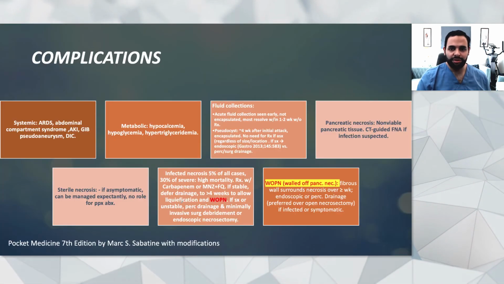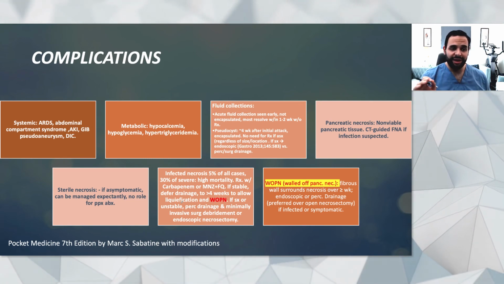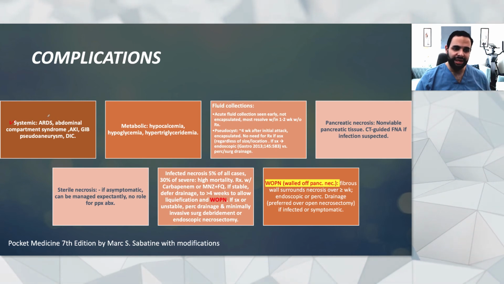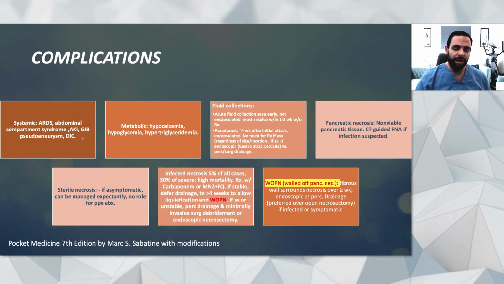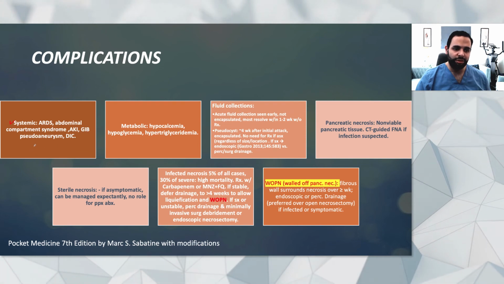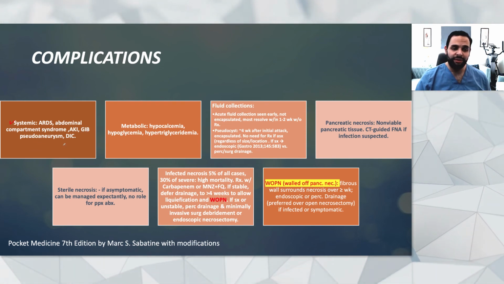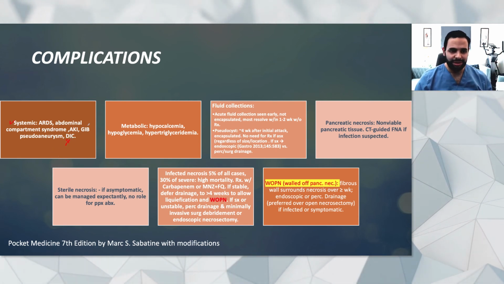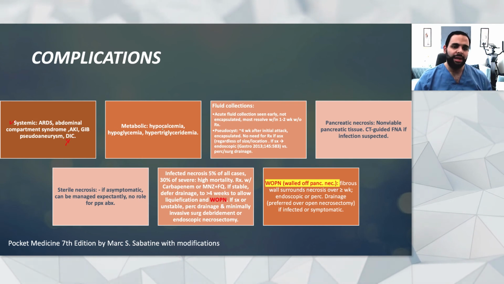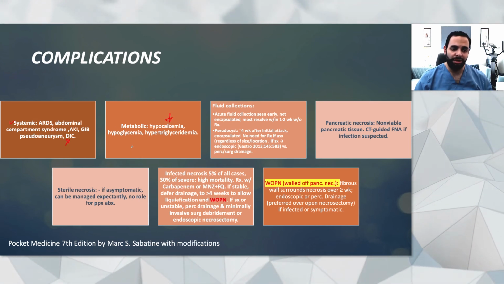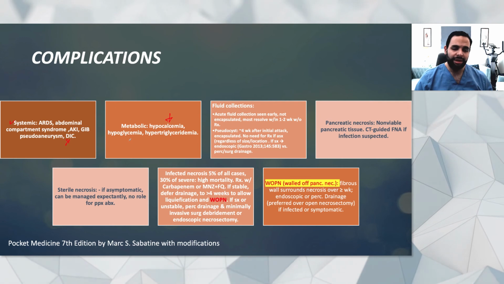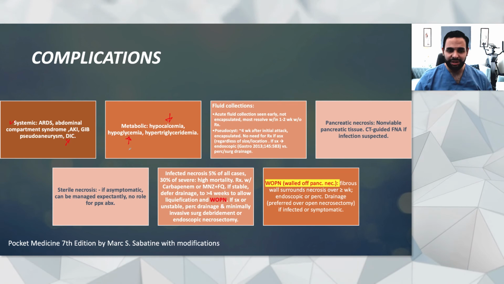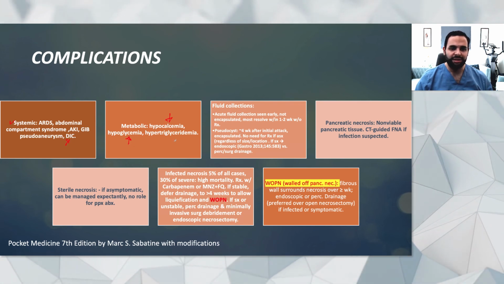The complications of acute pancreatitis can be divided as such: systemic, which include ARDS, abdominal compartment syndrome, acute kidney injury, gastrointestinal bleed, pseudoaneurysm, and disseminated intravascular coagulation, because you have severe inflammation and that leads to an immune system going berserk. Metabolic: hypocalcemia because calcium is being used in the saponification of fat, hypoglycemia because of inability to process and digest food, and hypertriglyceridemia as well.